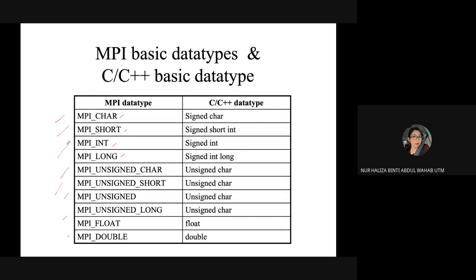Maybe you can just use a simple source code and try to play around with all these basic data types. What will happen to your output if float, if double? What is going to happen to your output?